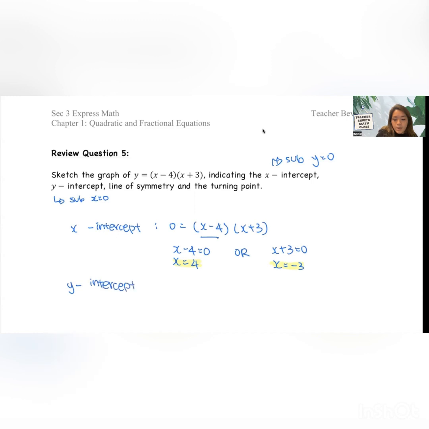For the y-intercept, I will sub x equals 0. So 0 minus 4, it's a minus 4. 0 plus 3, it's a 3. And this gives me minus 12. This is my y-intercept. And as for the line of symmetry, it will lie exactly in the middle of the graph.